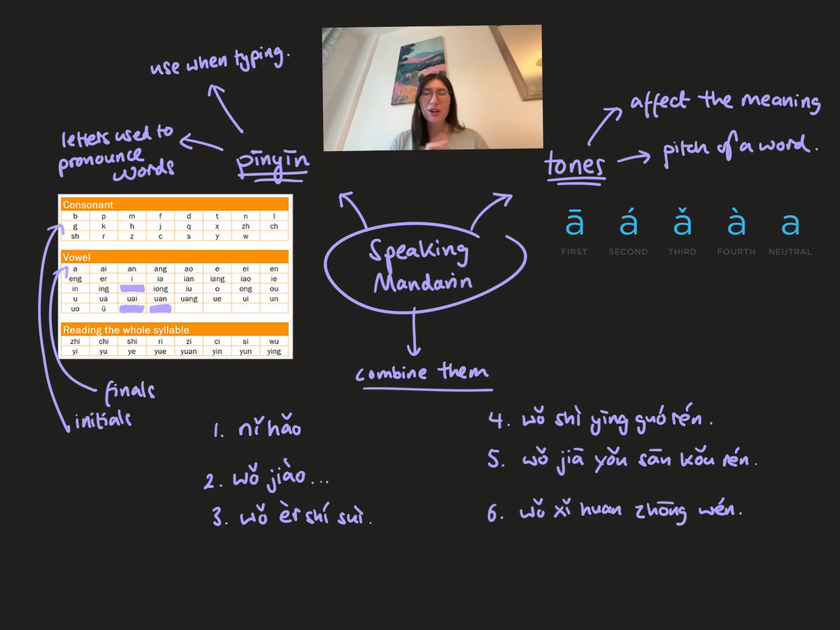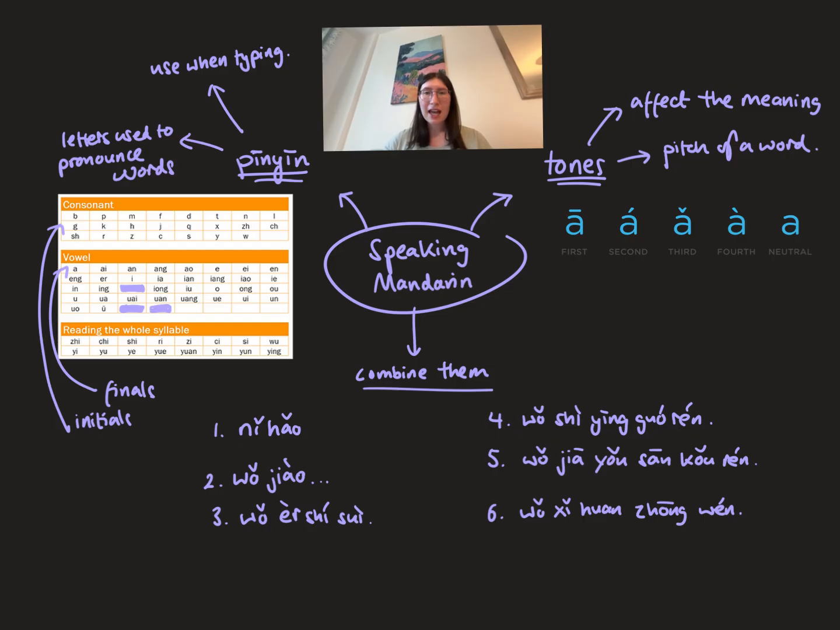Today we're going to go through two different aspects. We're going to go through pinyin and tones, as well as how we combine them together and do a little bit of speaking practice at the end. So pinyin, which you can see on the left-hand side here, refers to how we spell out the pronunciation of Mandarin words using English or Roman alphabet. So this shows us the sounds that we need to make to say words in Mandarin. This is then combined with tones that we will look at later on.